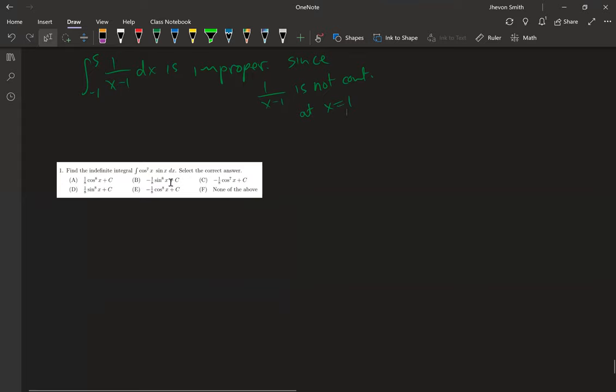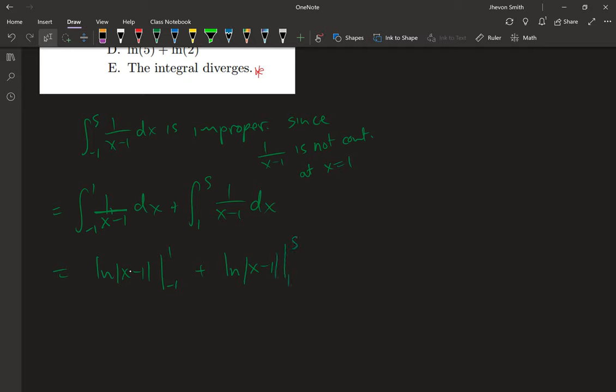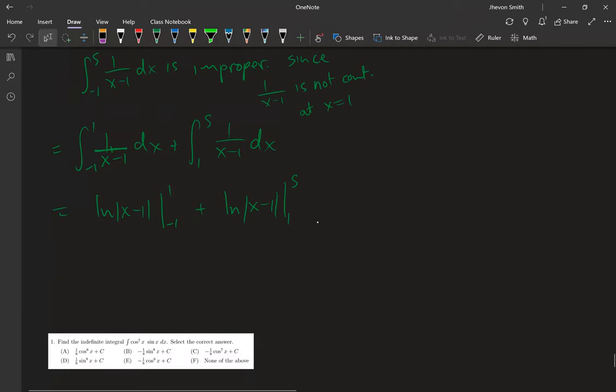And so what you do with an improper integral, you have to split it up, exposing one bad point per integral. So you would think of this as the integral from minus 1 to 1 of, I'm jumping the gun here, plugging in the ln, plus the integral from 1 to 5. Anyway, the integral here is going to be ln of x minus 1 between minus 1 and 1, plus the ln of x minus 1 between 1 and 5. Now, obviously, if you plug in the 5 in here, you're going to get an ln of 4. No one here has ln of 4, so that automatically also eliminates all those possibilities. However, if you were to still go here and plug in a 1, you'll realize you get log of 0. Log 0 undefined.